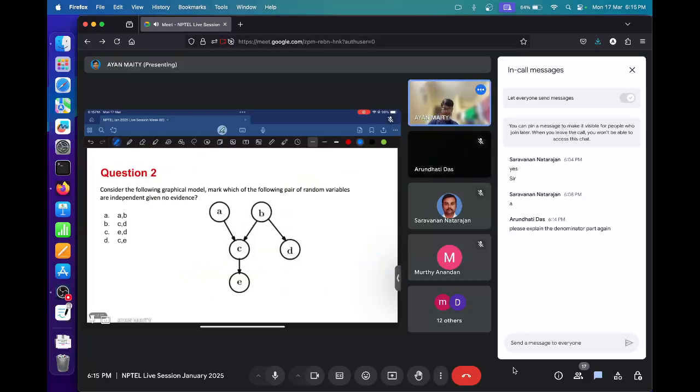Now, question 2. Consider the following graphical model. So this is a Bayes network or Bayesian network. Mark which of the following pair of random variables are independent given no evidence. So each of these nodes are basically random variables. Now we have to find out which pair of random variables are independent given no evidence. So option A is A and B, option B is C and D, option C is E and D, option D is C and E.